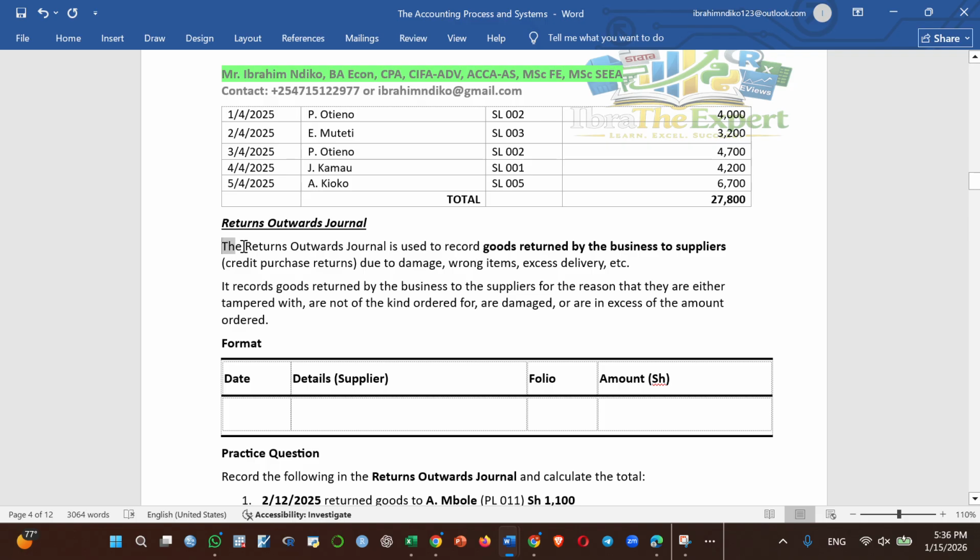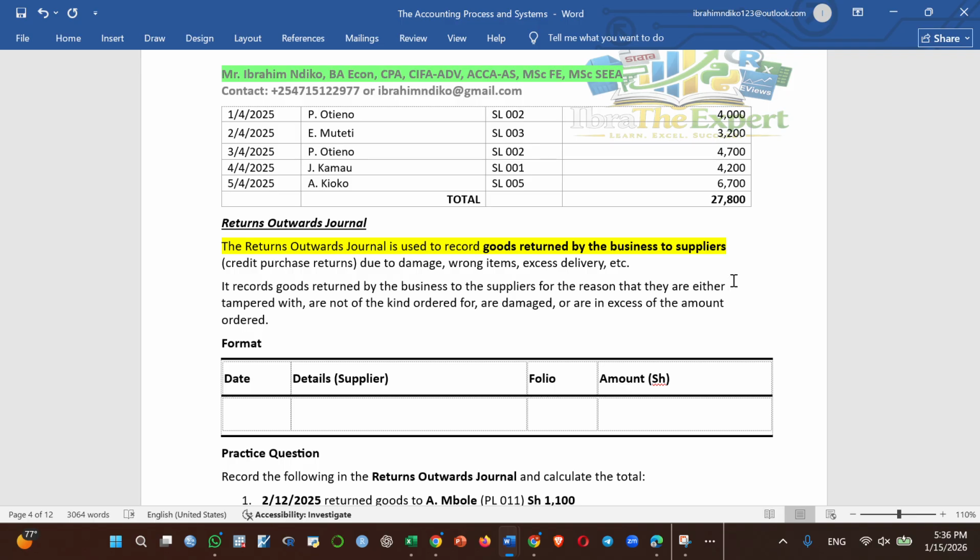Return outwards journal. This one is used to record goods returned by the business to the supplier. Sorry, it is used to record the goods returned by the business to the supplier.